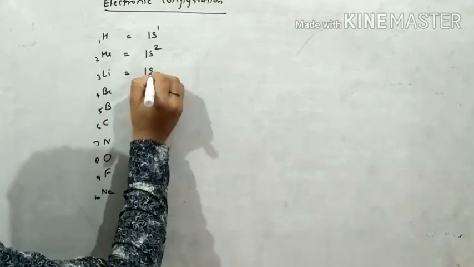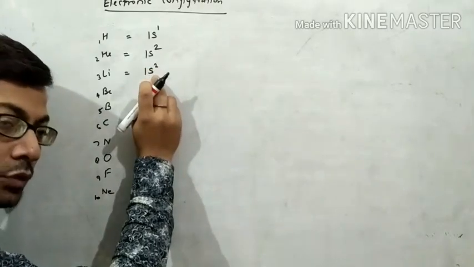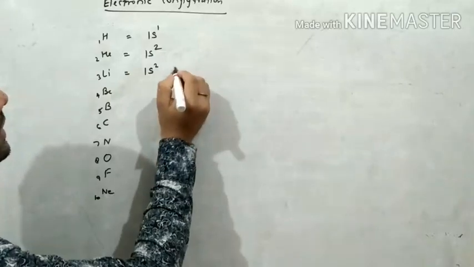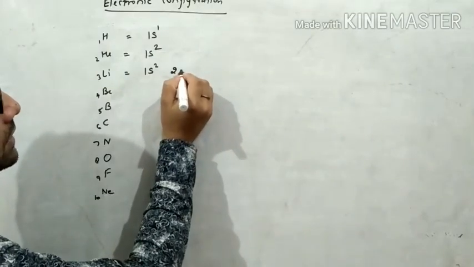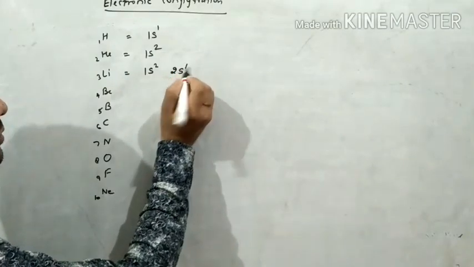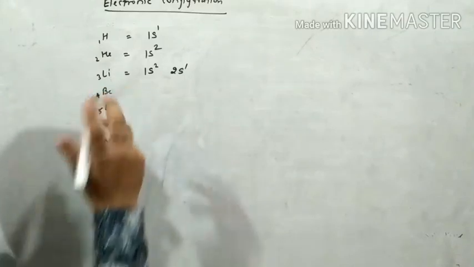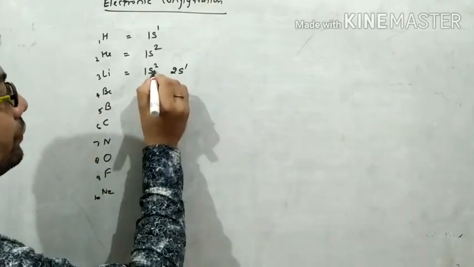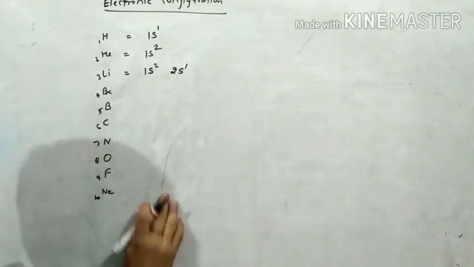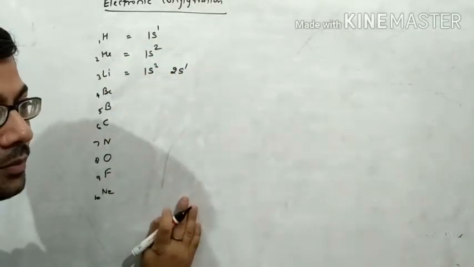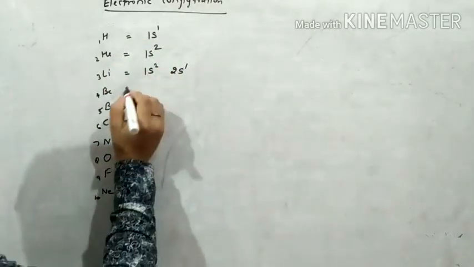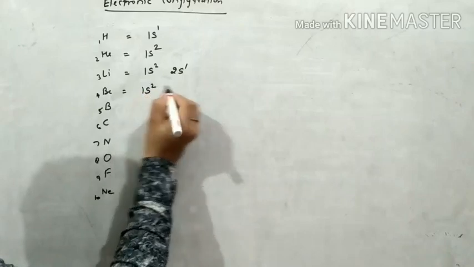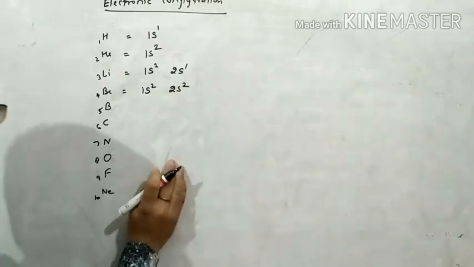Now lithium: 1s2, since s has a maximum of 2 electrons. Then you go to another orbital. After 1s there is 2s, and you have only 3 electrons, so firstly you fill the 1s orbital, then the remaining electron goes in the next orbital having higher energy. In the case of beryllium, 1s2, 2s2.